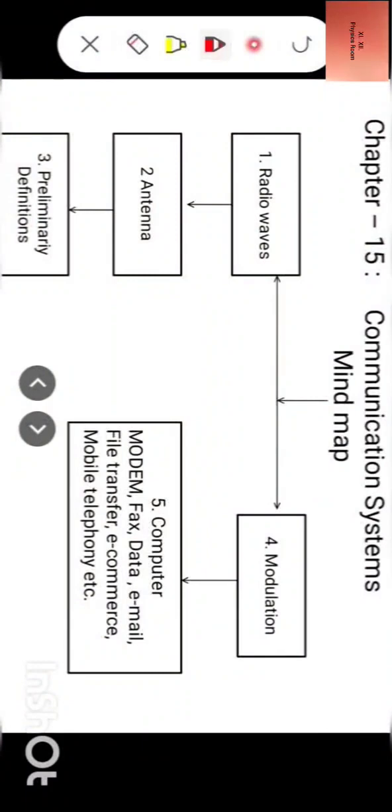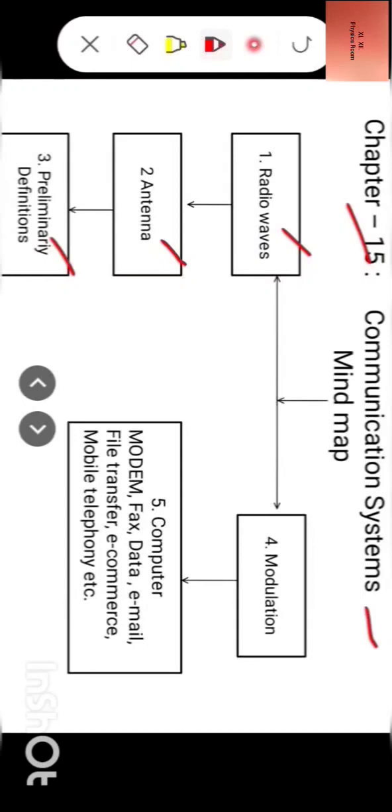Hello friends, today we are going to start with chapter 15, titled Communication Systems. The mind map of the chapter is like this. First we'll take up radio waves, then we'll talk of antenna. In the third stage we'll take up some preliminary definitions regarding communication system.